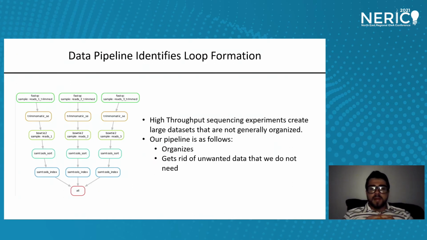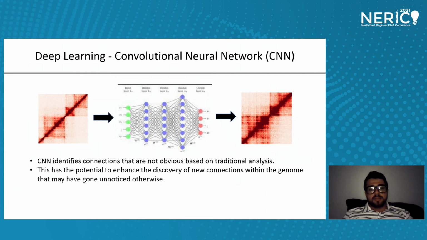So with this in mind, the 4C process generates a vast amount of data that is generally not organized. So we decided to create a data pipeline to resolve this issue. And this data pipeline organizes it and gets rid of any unwanted data that we do not necessarily need. Next slide, please.